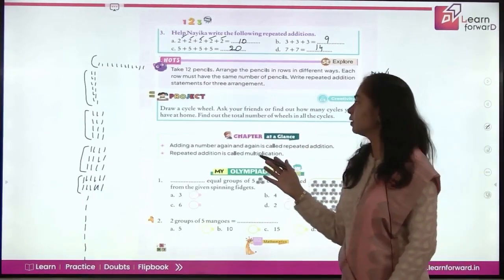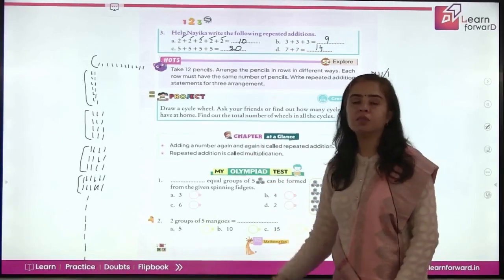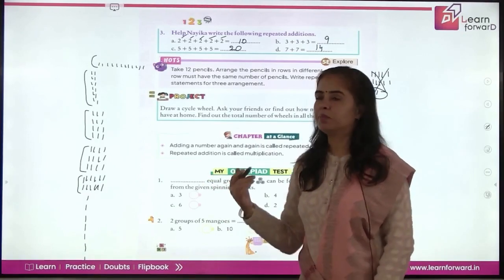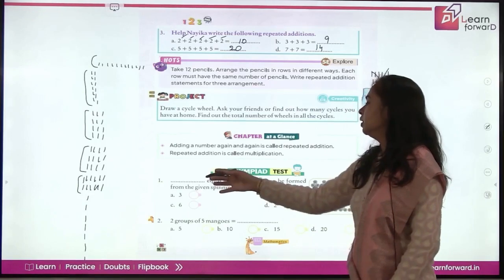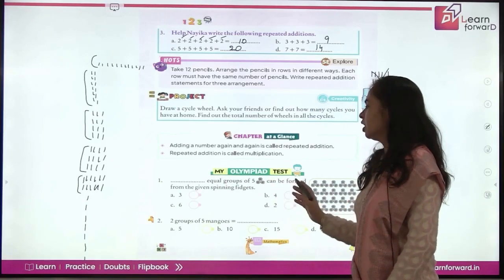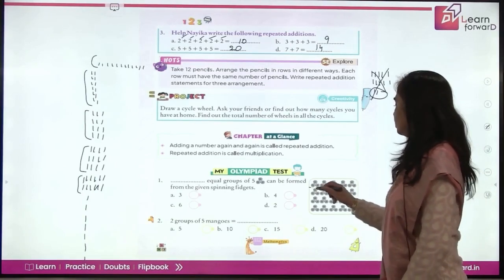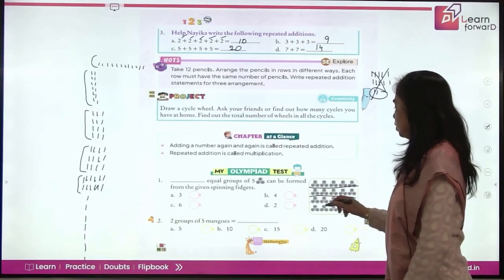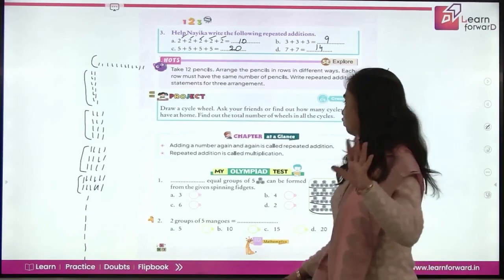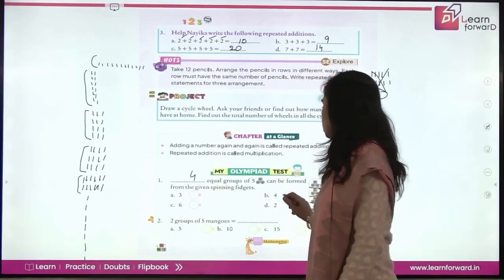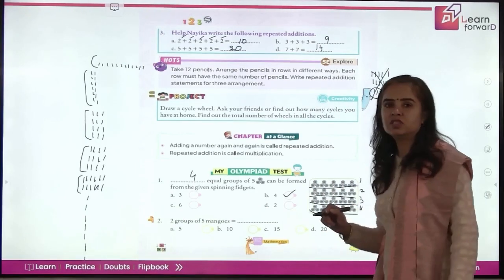Now chapter at a glance. Adding a number again and again is called repeated addition, and repeated addition is called multiplication. Now for my little champions, Olympiad champions, how many equal groups of 5 can be formed from the given spinning fidgets? So let's see, 5, 5. This is 5. Okay, they are already well arranged. So how many groups can we make? 4 groups. Yes. So your correct answer is this. 1, 2, 3, 4 groups of these fidgets you have made.